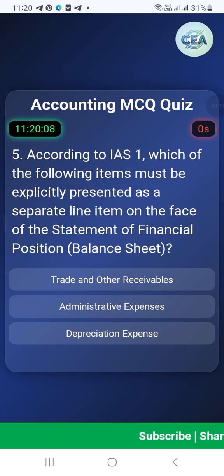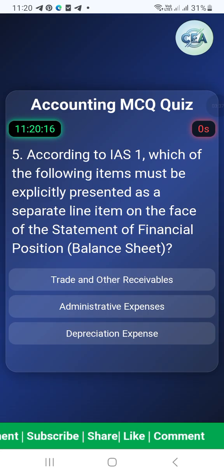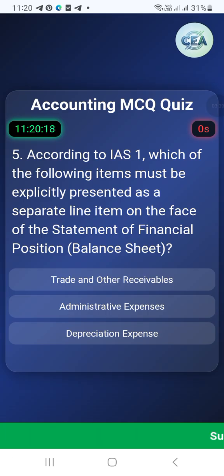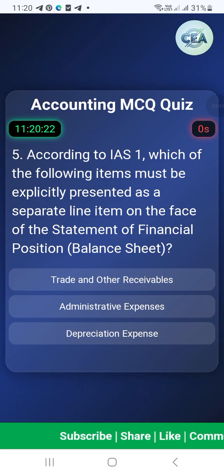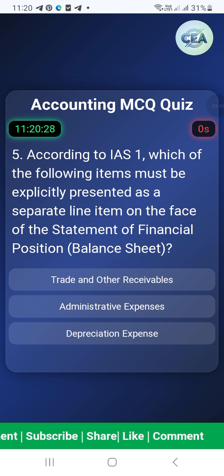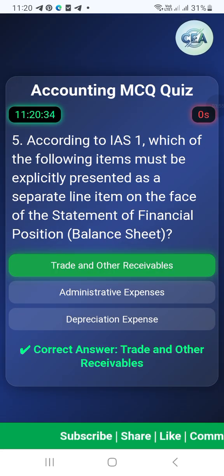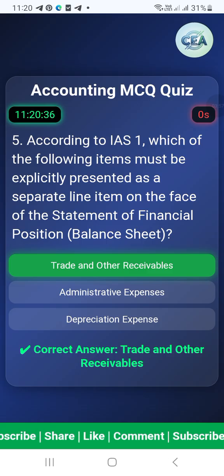5. According to IAS 1, which of the following items must be explicitly presented as a separate line item on the face of the Statement of Financial Position balance sheet? Option 1. Trade and other receivables. Option 2. Administrative expenses. Option 3. Depreciation expense. Correct answer is trade and other receivables.